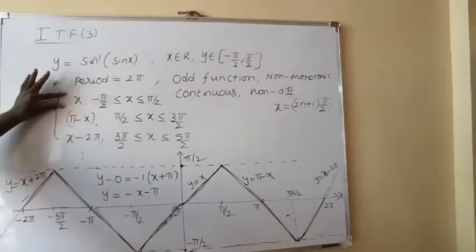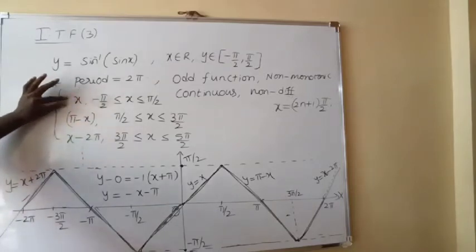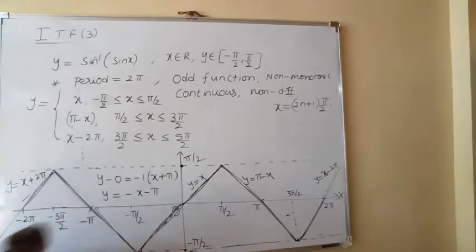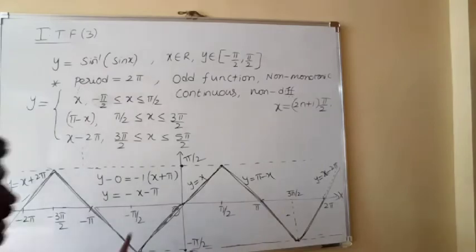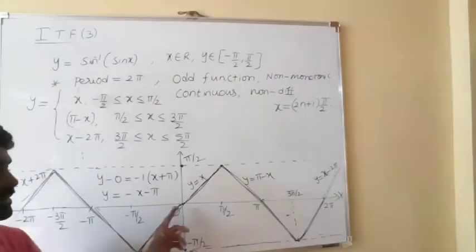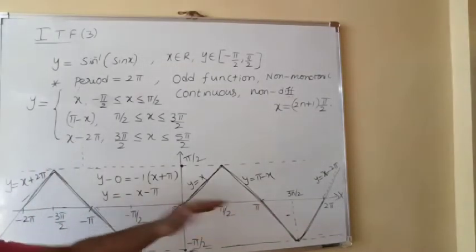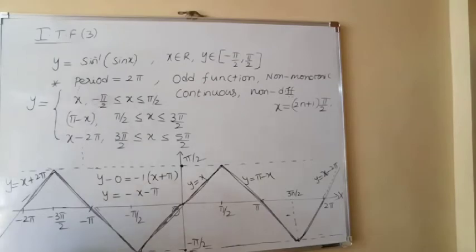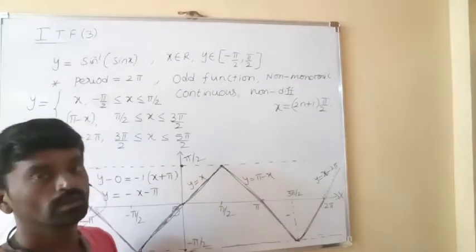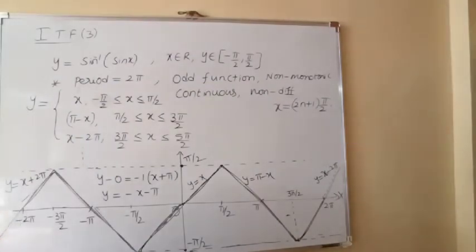See, this branch slope is 1, means next branch slope is minus 1. Next branch line slope is minus 1. Next plus 1. This before branch line slope is minus 1. And observe, this graph cuts the x-axis at all integral multiples of pi: 0, pi, minus pi, 2 pi, minus 2 pi, 3 pi, minus 3 pi. Then draw the lines. You will come to know what is the sine inverse of sine x value in those intervals. Okay.